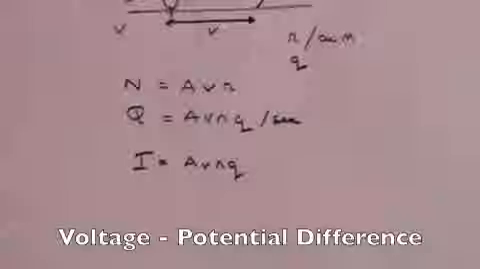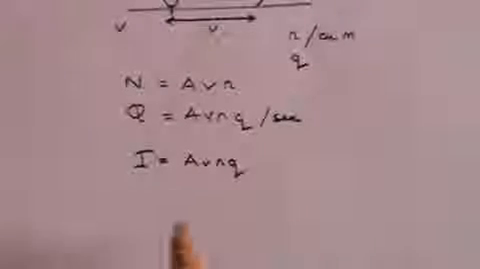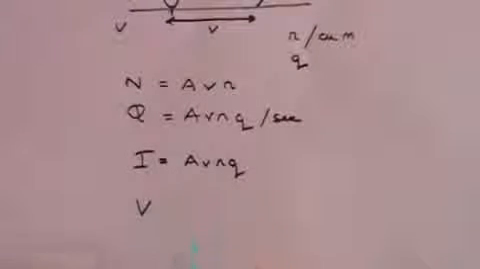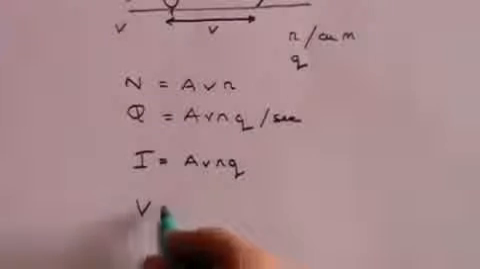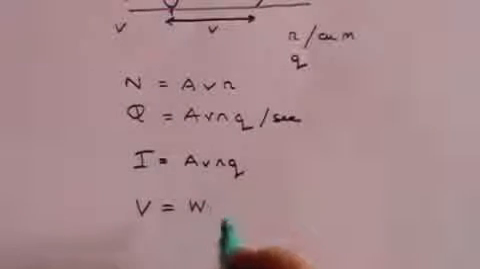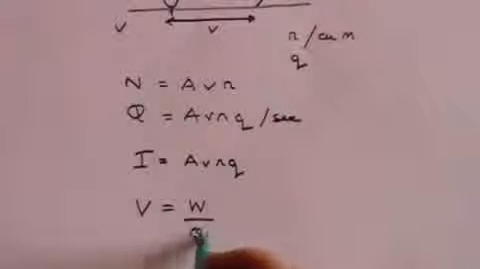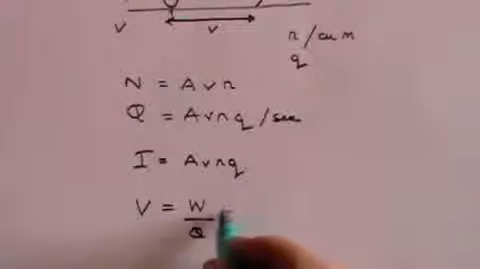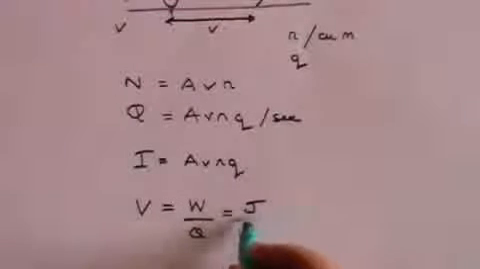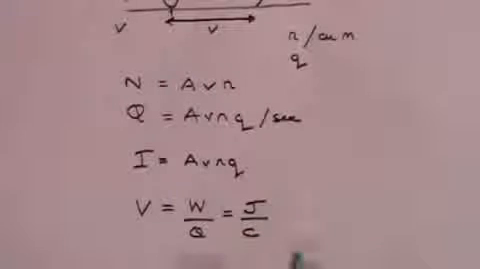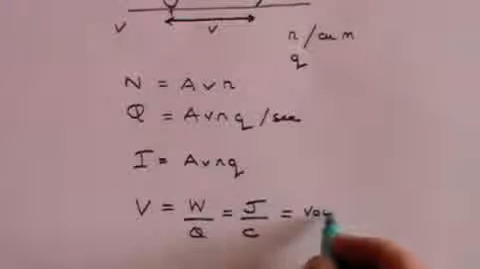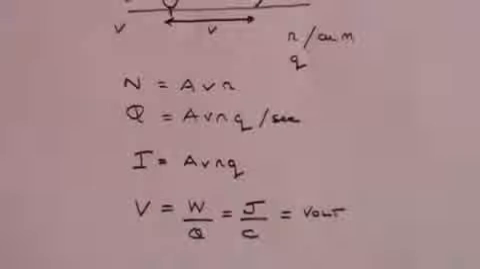And voltage is the energy per unit charge. Voltage, which is now capital V, is energy or work done in moving charge. So it is measured in joules per coulomb, but we use the term volt. And you get 1 volt when you do 1 joule of work in moving 1 coulomb.